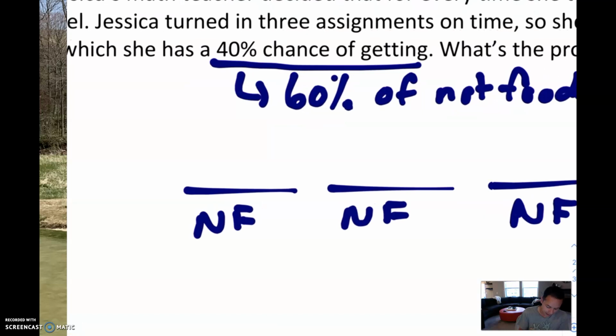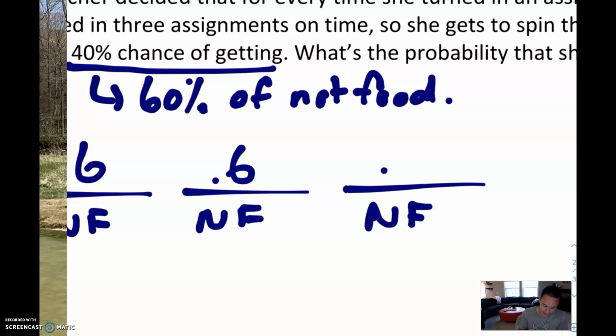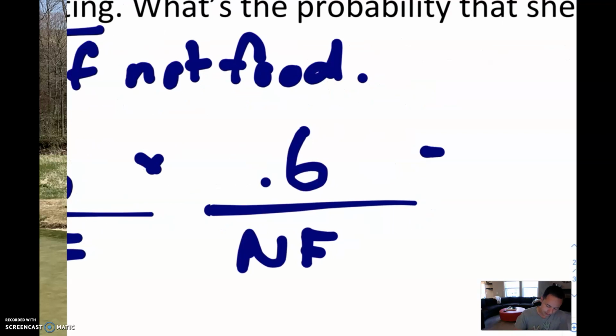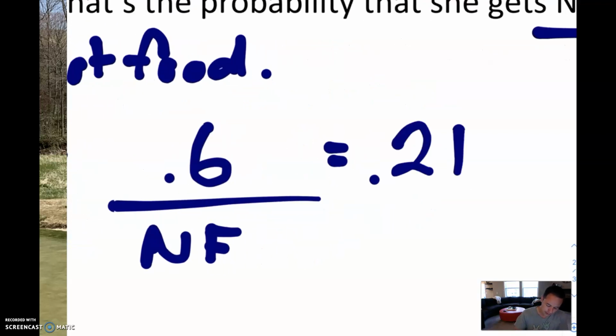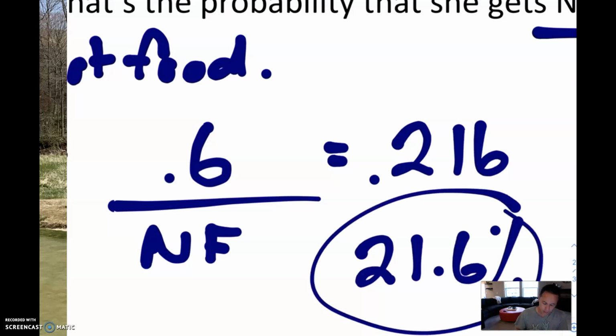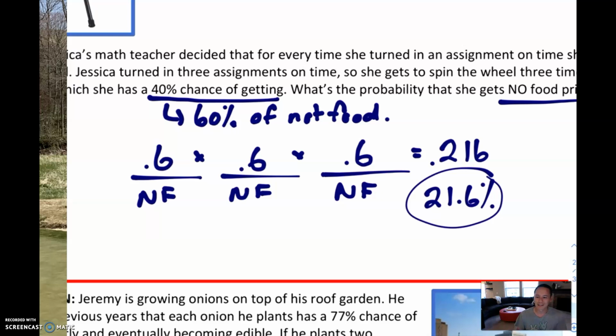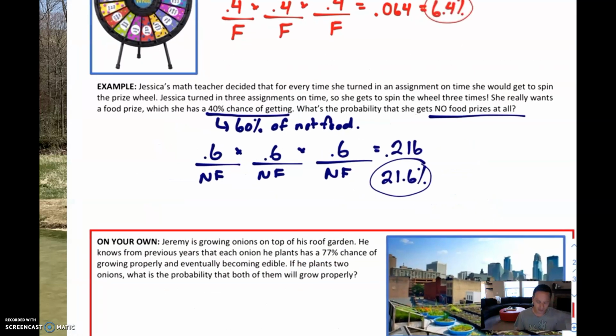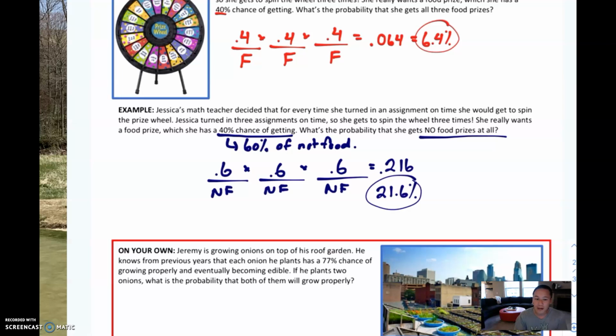So if we're going to have her get shut out, it's a 60% chance here, a 60% chance here, and a 60% chance there. And we can multiply all of those together. If we take 0.6 times 0.6 times 0.6, it equals 0.216, which is a 21.6% chance. She has a 21.6% chance of getting no food prizes at all. Chances are she might get 1 food prize, or she might get 2 food prizes. Probably not going to get all 3 food prizes very often.